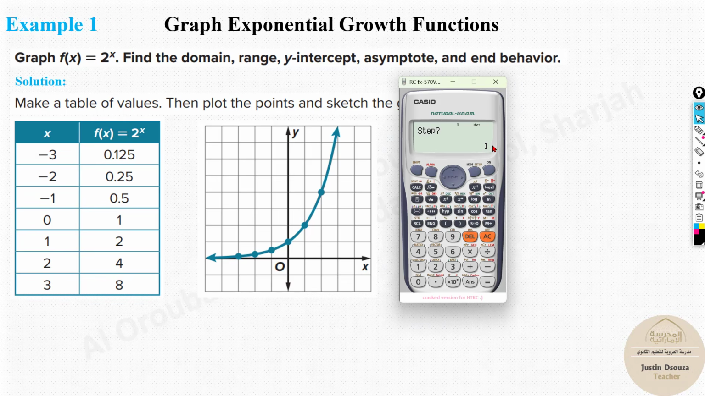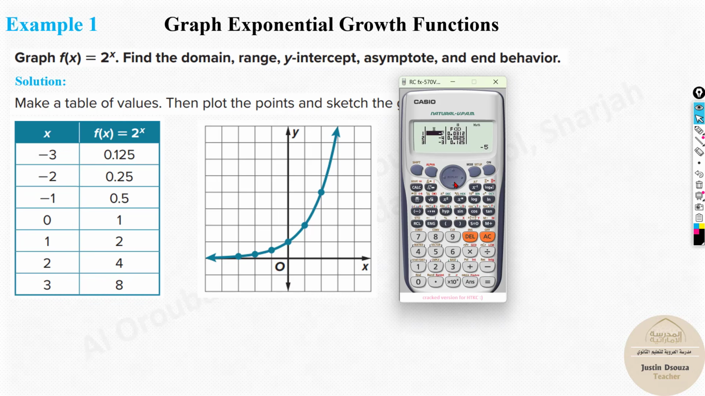Okay, and the step is also very important. Step 1 means I will get continuous numbers like 1, 2, 3, 4, 5, 6. Whereas if I put step as 2, it will jump after 0, it will give me a value of 2, so x values will jump 4, 6, 8, and so on. If you take 3, it will be 3, 6, 9, and so on. So I'll keep the step as 1 itself and press equal to, you got the table.